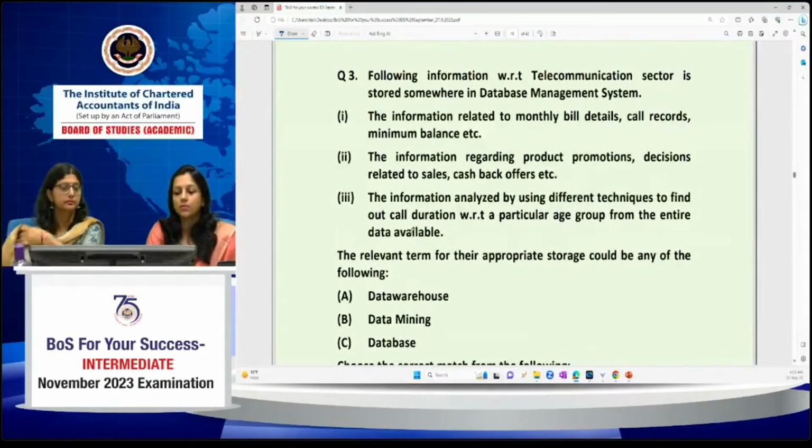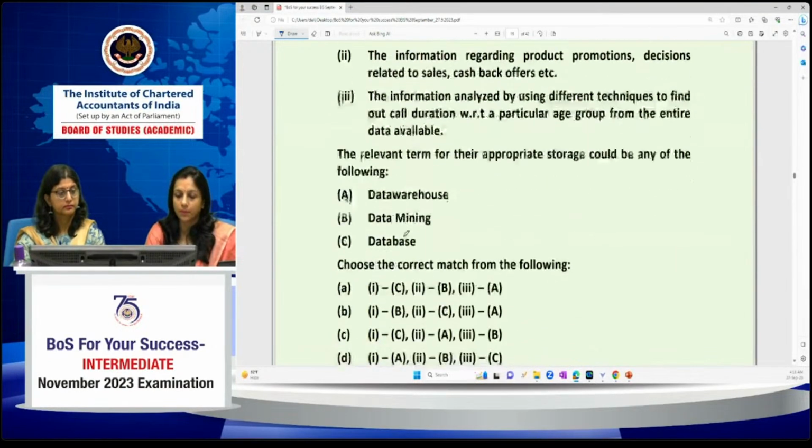The following information with respect to the telecommunication sector is stored somewhere in a database management system. First, the information related to monthly bill details, call records, minimum balance, etc. Second, the information regarding product promotion, decisions related to sales, cashback offers, etc. Third, the information analyzed using different techniques to find out call duration with respect to a particular age group from the entire data available. The relevant term for their appropriate storage could be any of the following. The options given are data warehouse, data mining, and database.